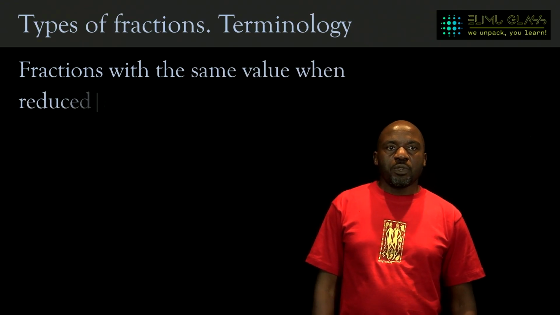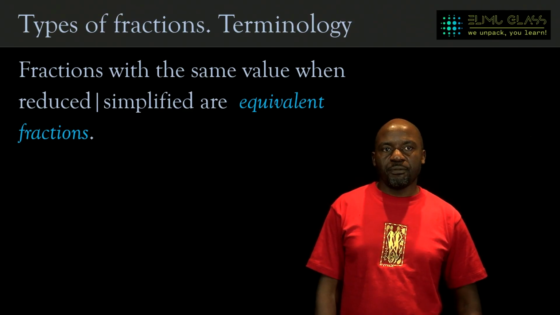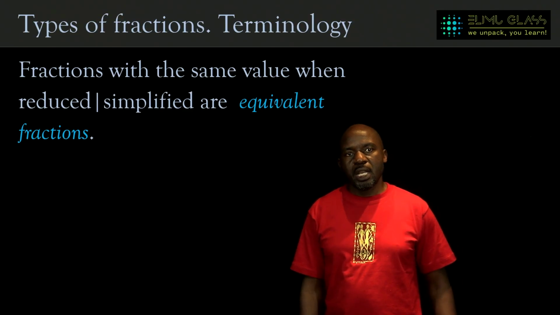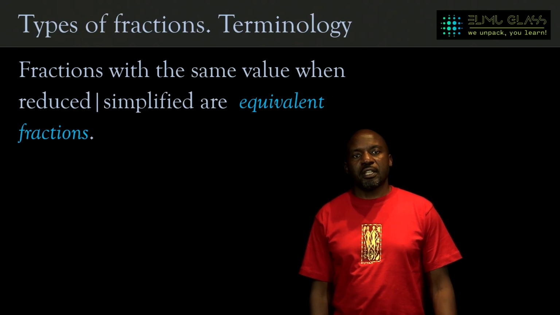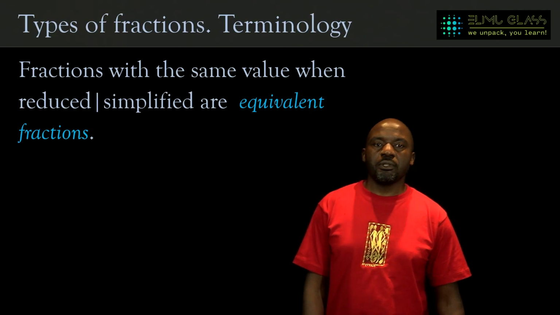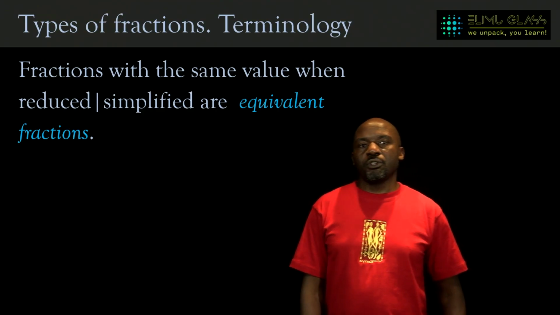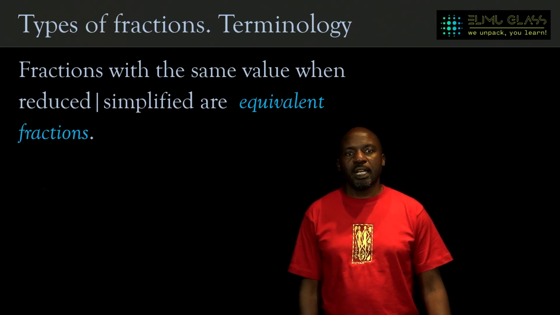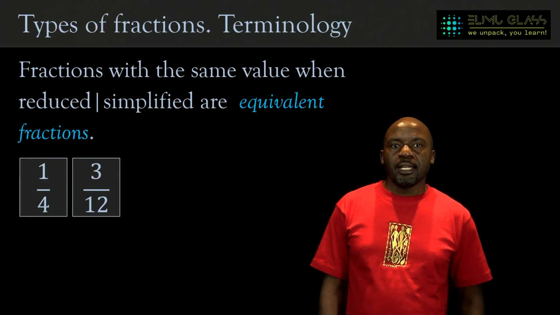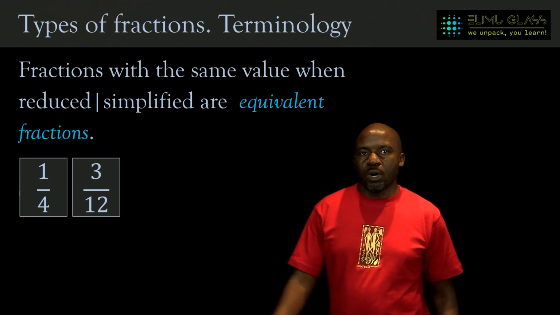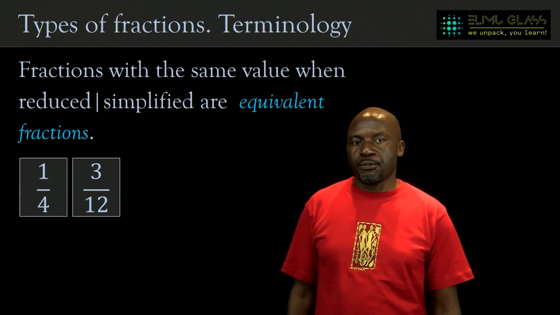Okay, we're still on types of fractions and the terminology that we use. Fractions with the same value when reduced or when simplified are said to be equivalent fractions. All right? If the values of the fractions are the same, where if you turn the fractions into decimals and the value of the decimal numbers are the same, then those two fractions are said to be equivalent. Here is an example, 1 over 4 and 3 over 12.